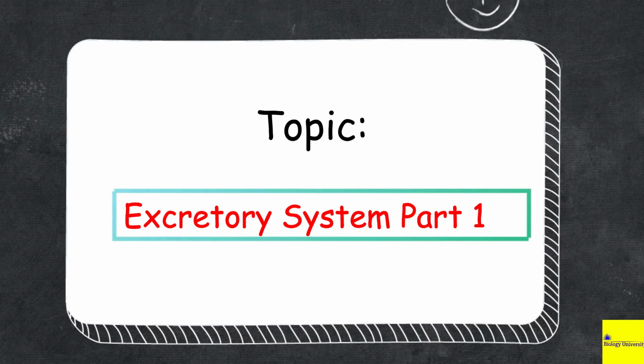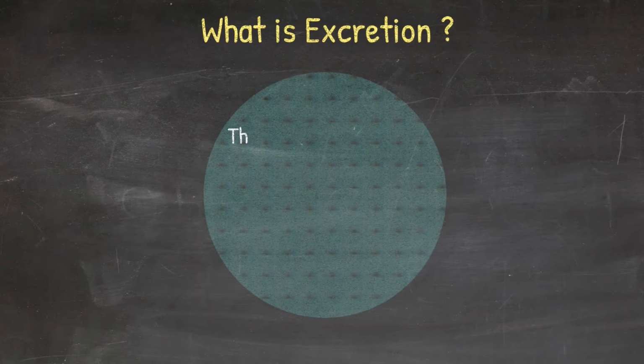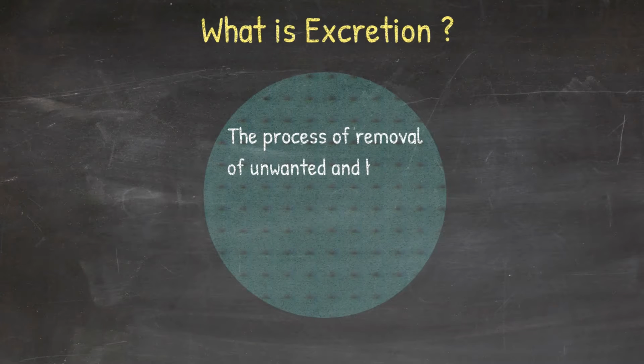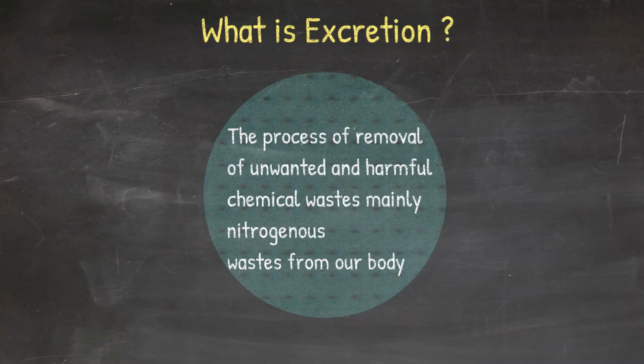Hi everyone, today's topic is the excretory system. Excretion is the process of removal of unwanted and harmful chemical wastes, mainly nitrogenous wastes like urea, from our body. It helps in maintaining the homeostatic state of the body.